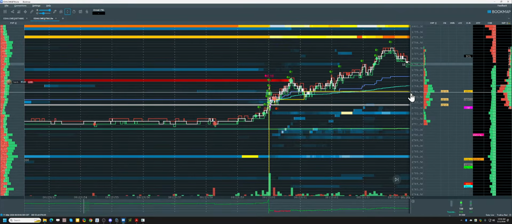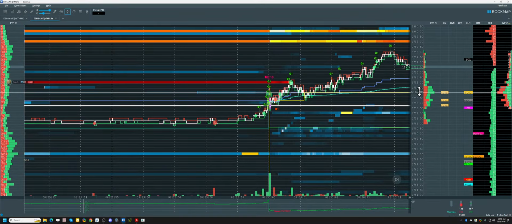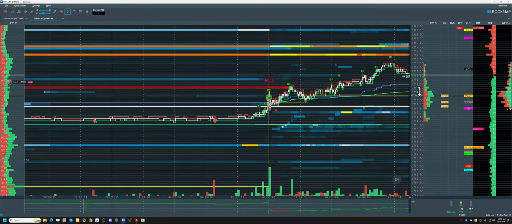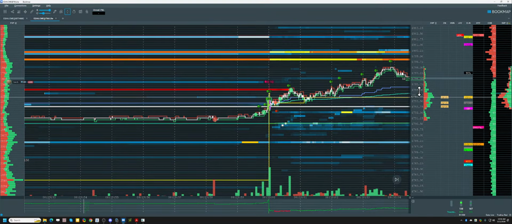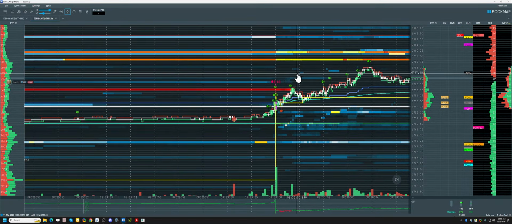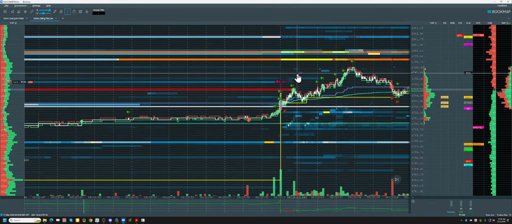But remember what I know. There's about an 82%-ish probability to take out yesterday's high or low. I'm not looking for yesterday's high, and it can, of course. So I'm just saying I've got to get short. Where am I going to get short? Let's see.